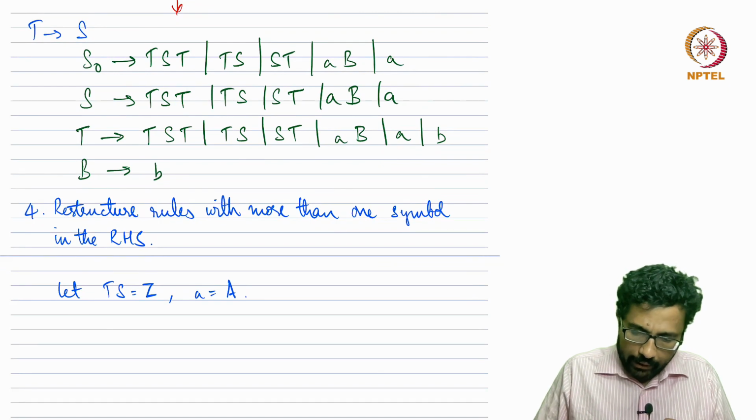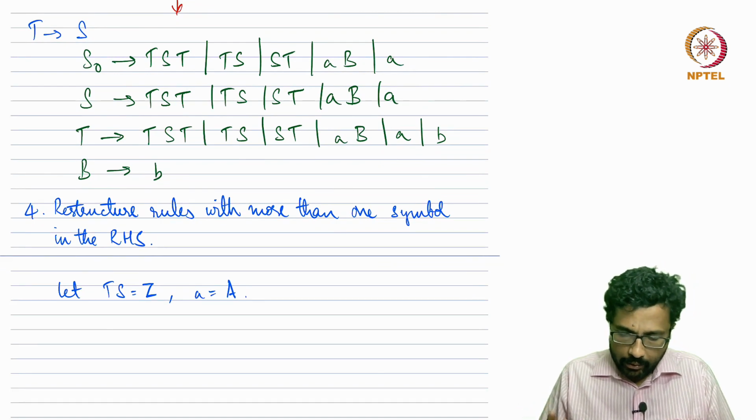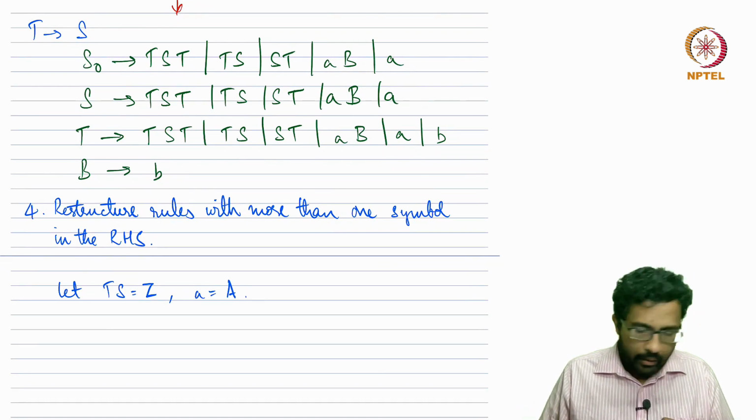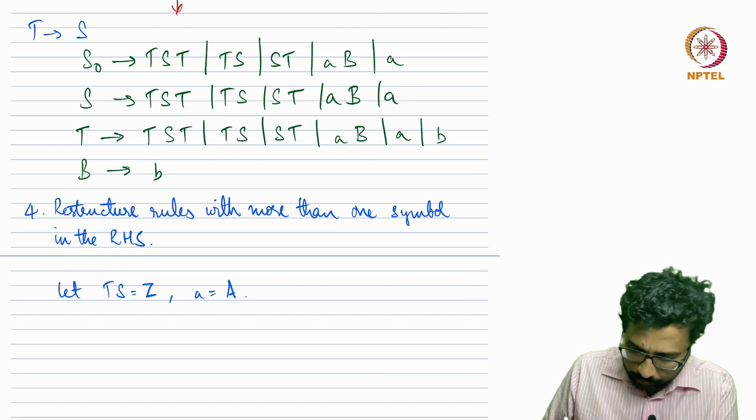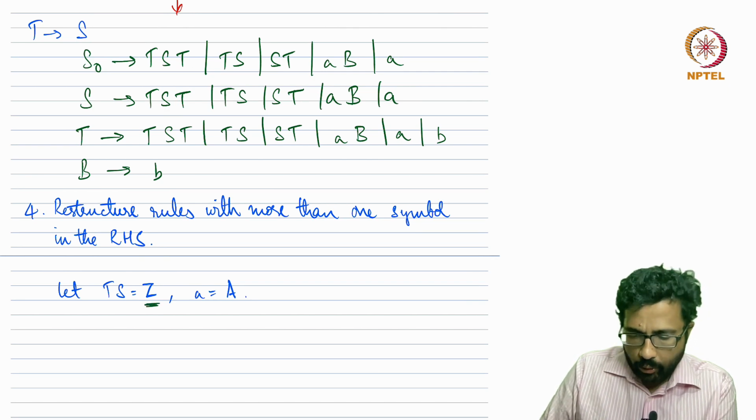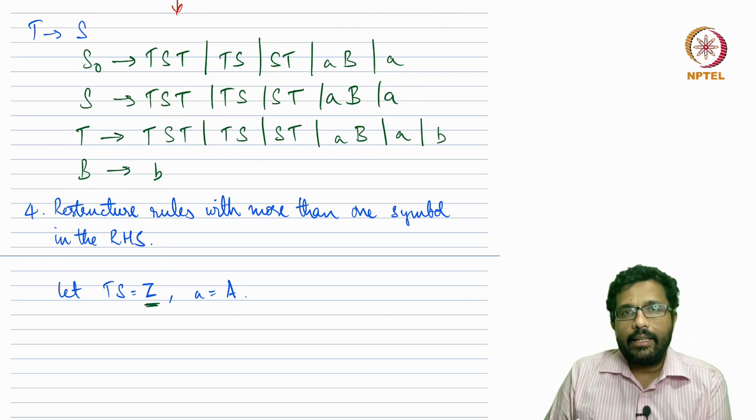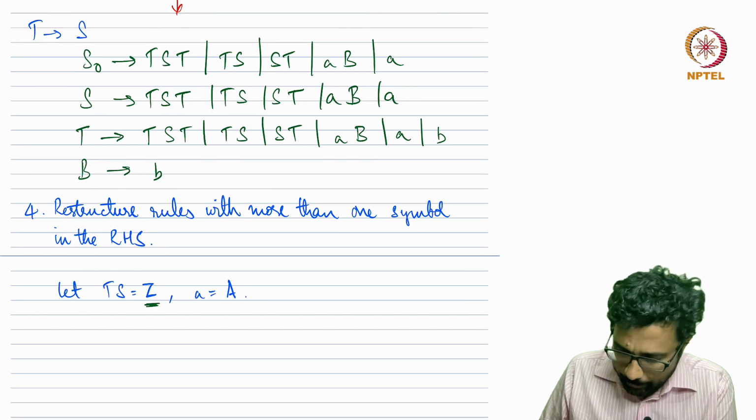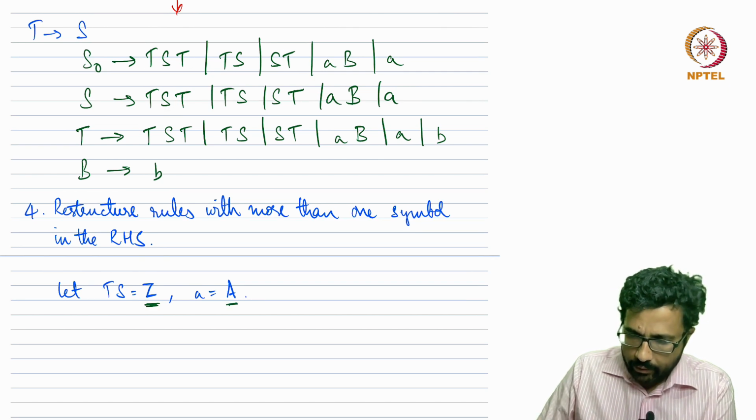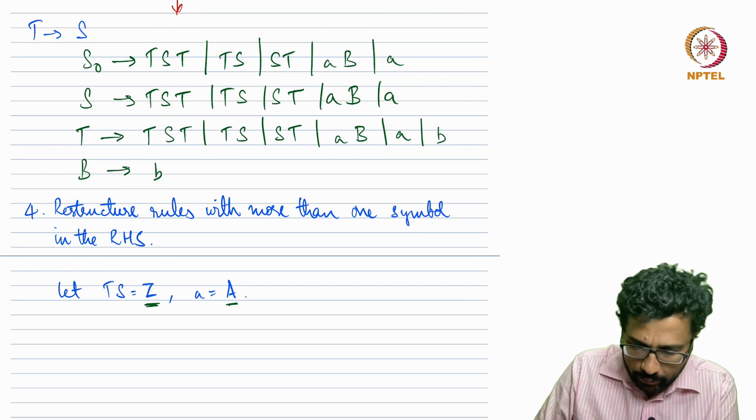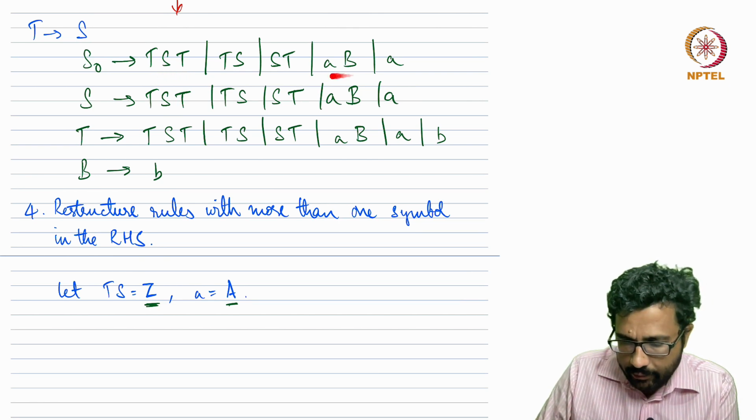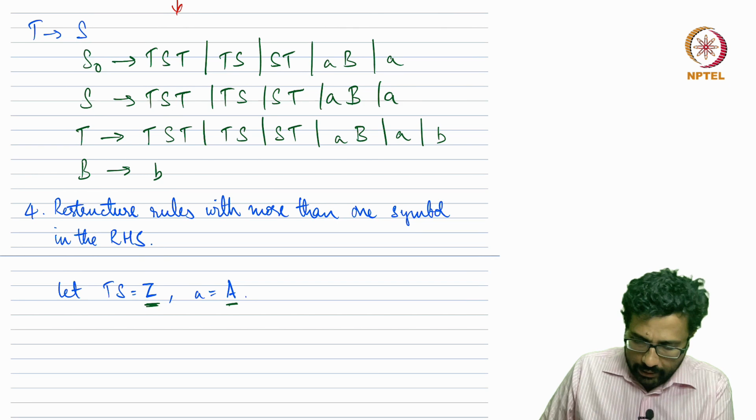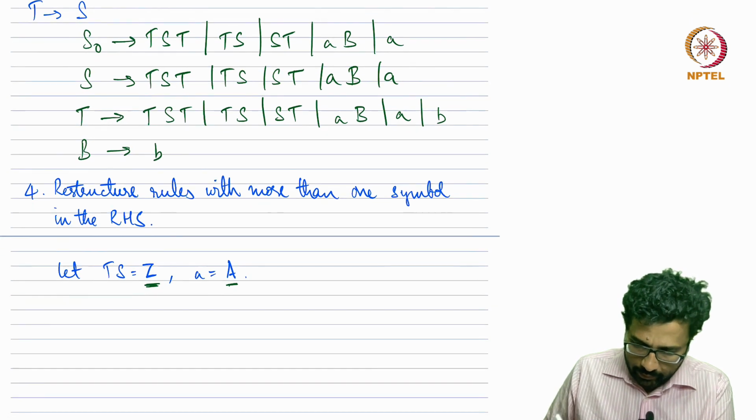So this is what we have. So let's see what we do. We will introduce two new variables. One is Z, which we want to stand in for TS, and then capital A, which we want to stand in for small a, because this is something that we have a problem with, TST, and this is something that we have a problem with, AB. So let's see how we fix that.